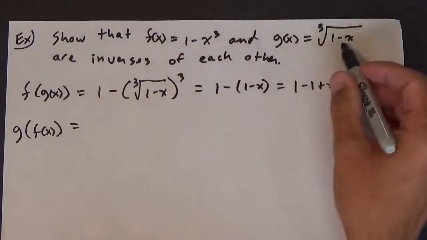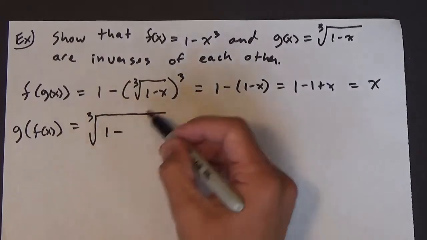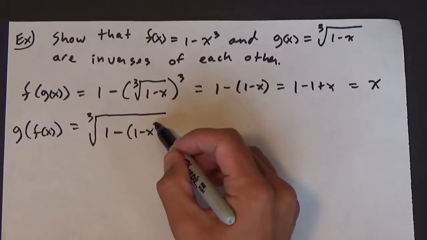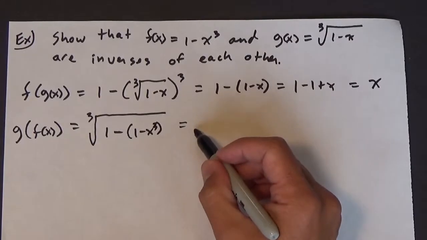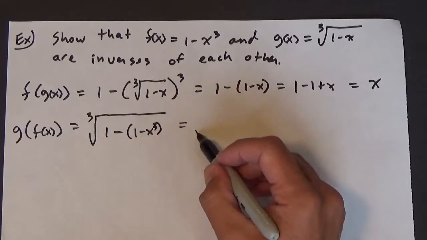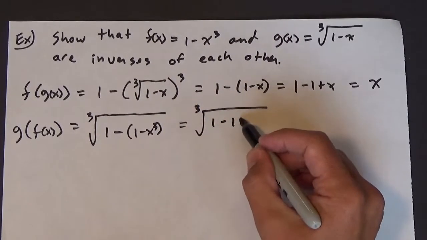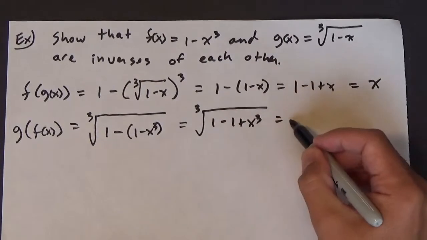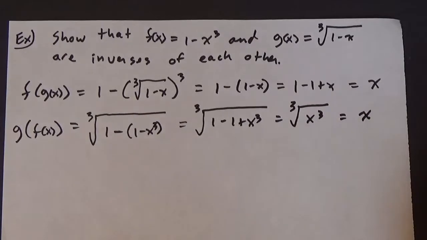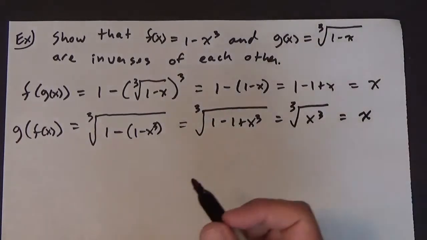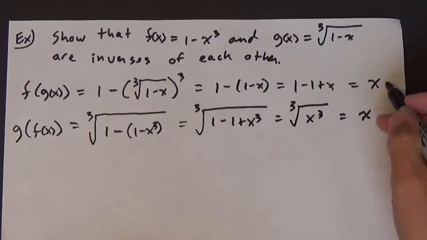So in this case, g of x is this cube root, so we have the cube root of 1 minus this, 1 minus x cubed, f of x. So let's see here, we got to distribute that negative, so we end up with the cube root of 1 minus 1 plus x cubed, which then becomes the cube root of x cubed, which is x. So they are inverses of each other. So f of x and g of x are inverses of each other, and we showed it there.